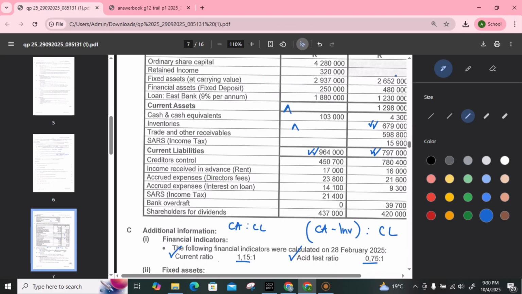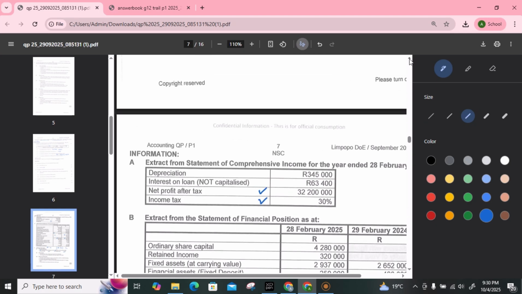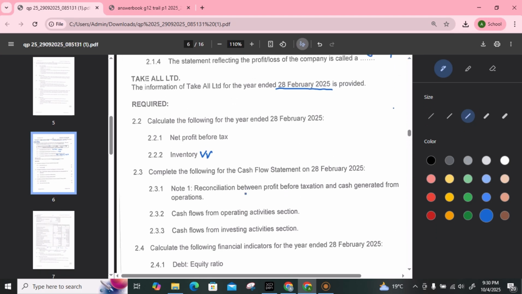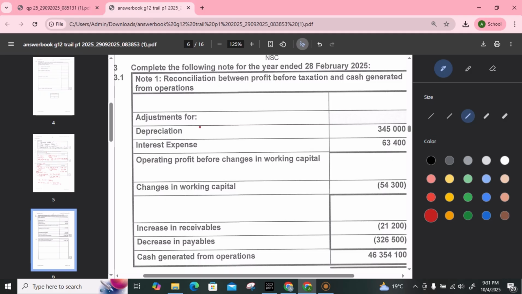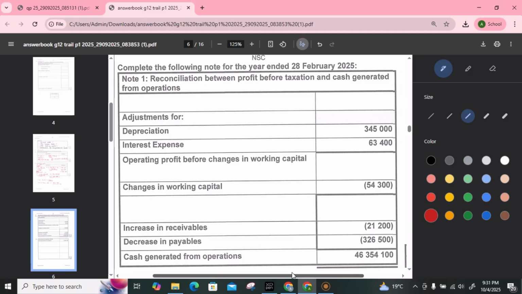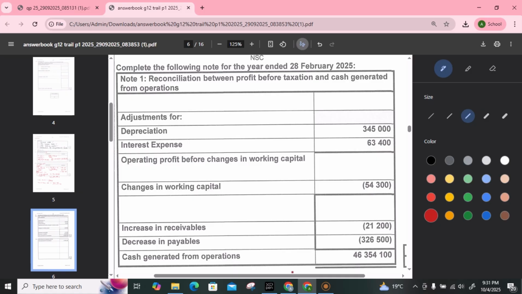And if you look at the next question, we are now handling questions on the cash flow statement. Complete the following for the cash flow statement on 28th February 2025. We have note number 1, which shows the reconciliation between profit before tax and cash generated from operations. Right. Let us check our answer book as well. If we inspect the answer book, most of the entries are already there. This is our item here.